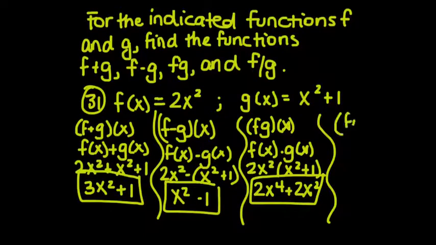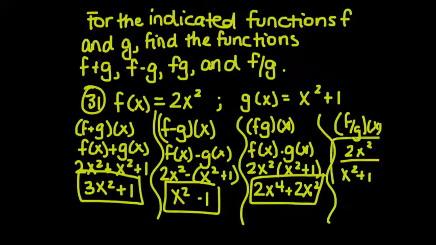Finally, f divided by g of x gives me 2x squared over x squared plus 1. I can't simplify this any further, so this is what I'm left with.